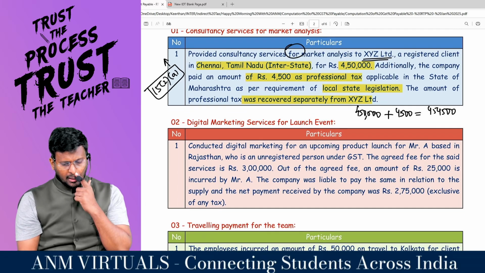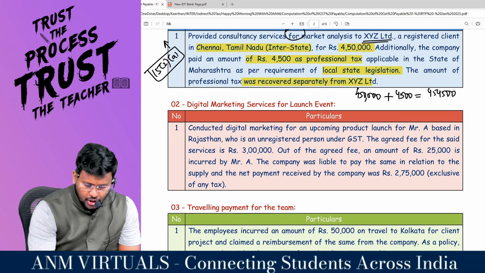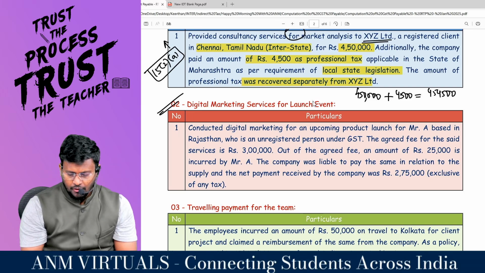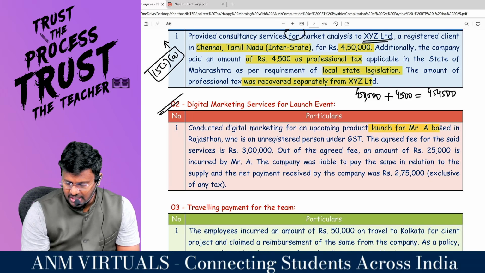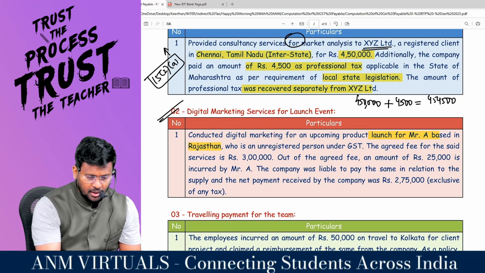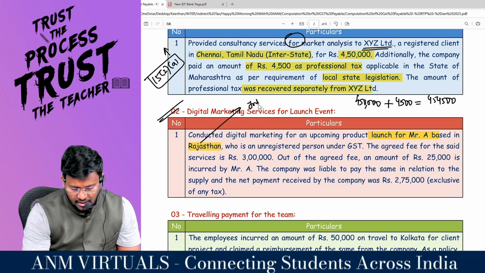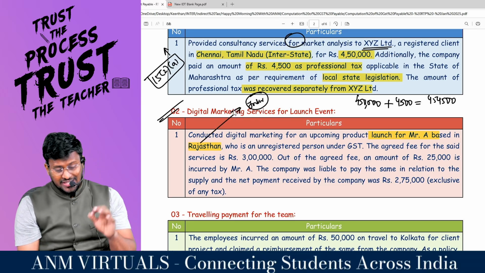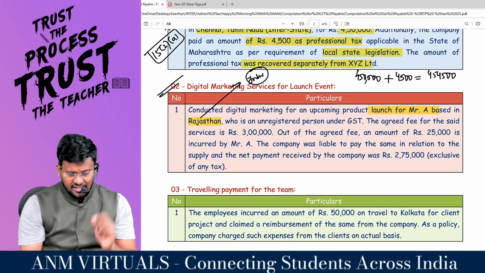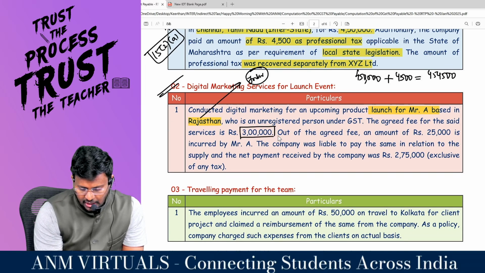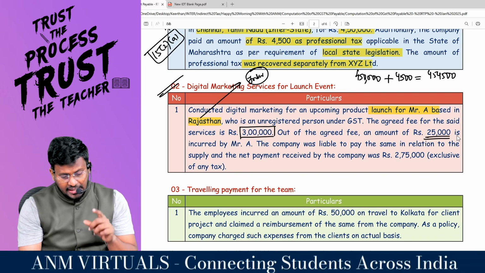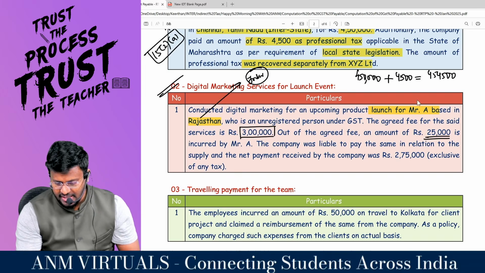Comfortable? Coming to the next service, what they have provided: digital marketing services for a launch event. Conducted digital marketing for an upcoming product launch for Mr. A based in Rajasthan. That means the service provider is situated in Mumbai and the recipient is situated in Rajasthan. It's again an interstate supply, to an unregistered person under the GST. The agreed fees for the said services is how much? 3 lakh. Out of the agreed fee, an amount of 25,000 is incurred by Mr. A. Mr. A is the recipient.